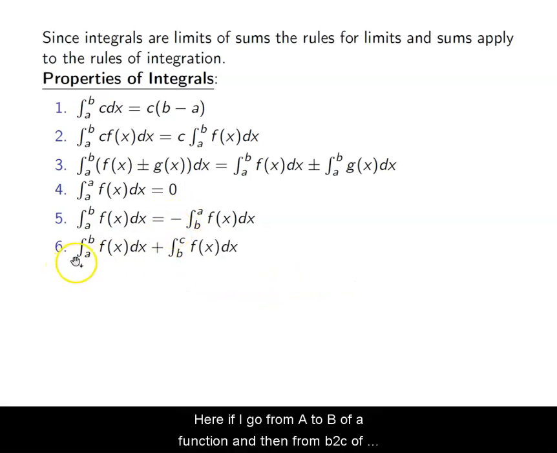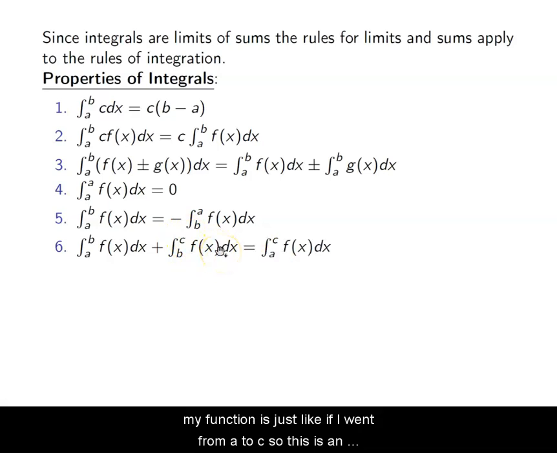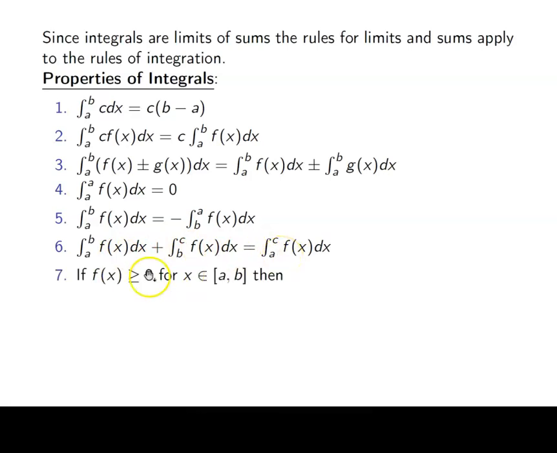Okay. Here, if I go from a to b of a function, and then from b to c of my function, it's just like if I went from a to c. So this is an important one. This comes in pretty handy when I have really difficult functions to evaluate. I can break it down into smaller functions, smaller intervals where it's easier to look at it in pieces.